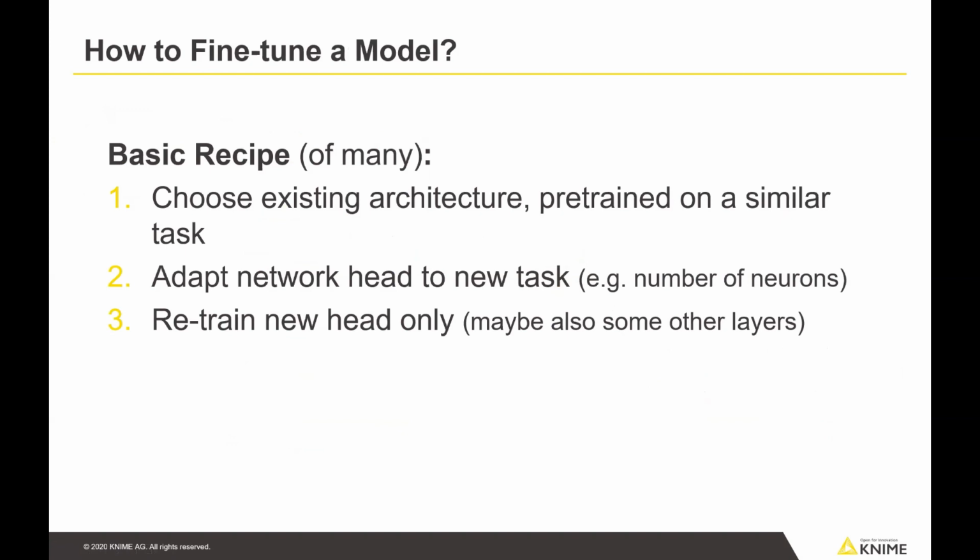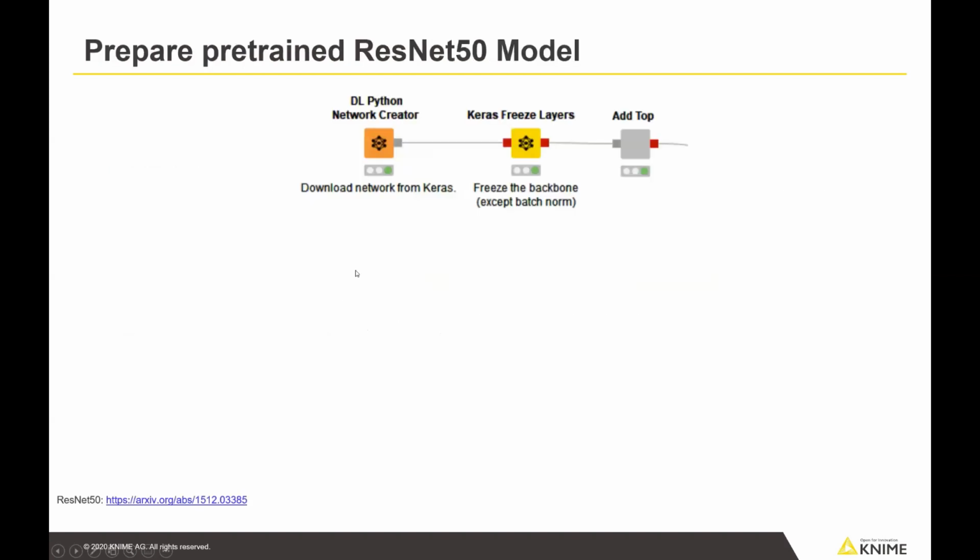There are many ways to do this, and one way is the following. In step 1, we choose an existing architecture which is pre-trained on a similar task. Then in step 2, we retrain only the last layer of the network on our new task, because usually the number of output neurons has changed between the two tasks. And that's basically all there is to this approach.